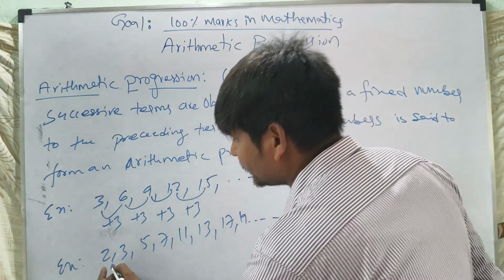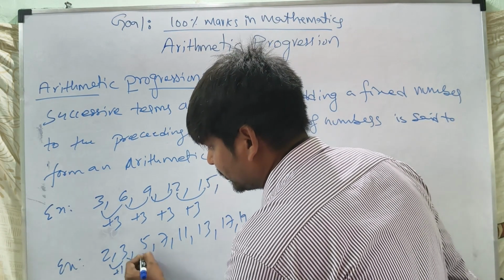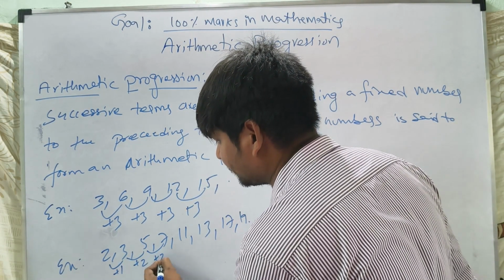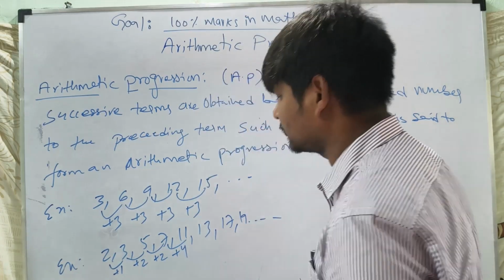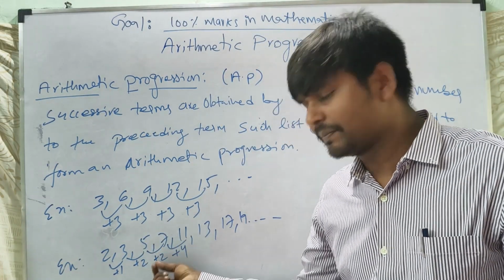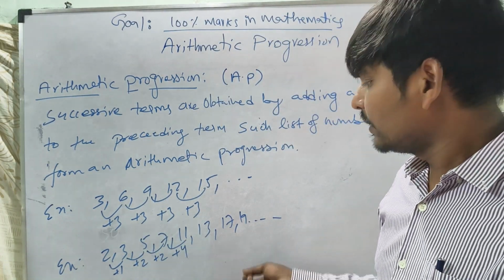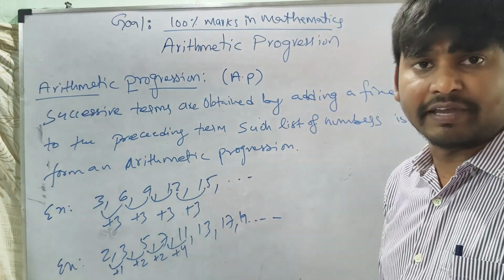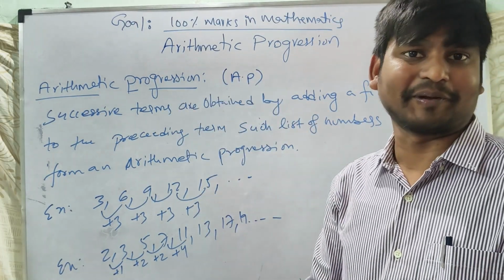Now see here. Here to here we are adding what? Plus 1. Here to here, plus 2. Here to here, plus 3. Here to here, plus 4. Is it constant every time? No, it is different. So this is a sequence but not an arithmetic progression.